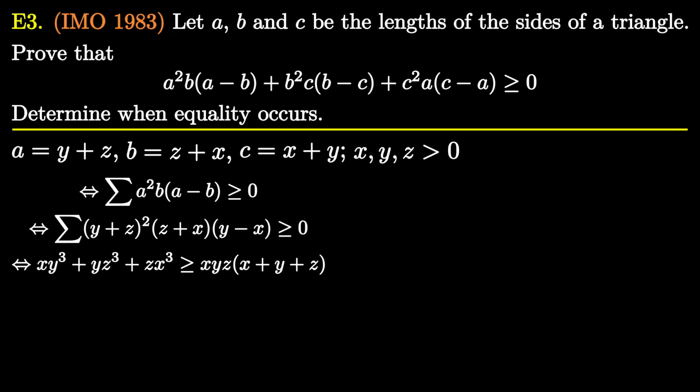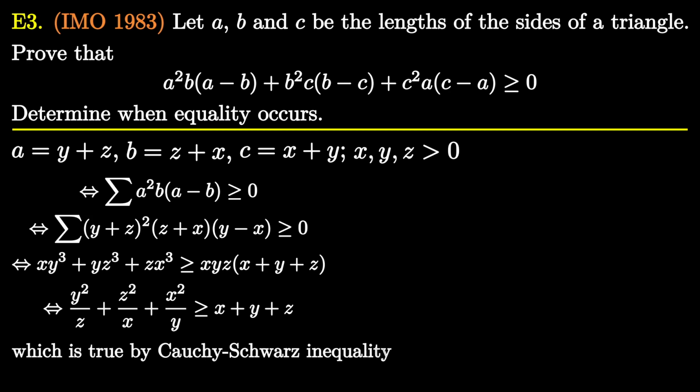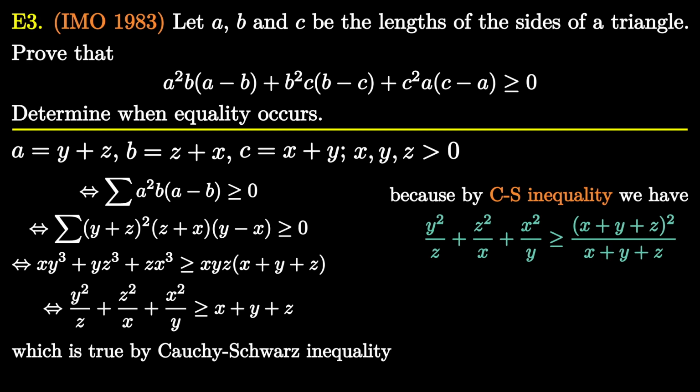If we divide both sides by xyz, we get y²/z + z²/x + x²/y is greater than or equal to x + y + z. And fortunately, this is not a foreign inequality for us. We have seen this before. This is nothing but one and only one, the Cauchy-Schwarz inequality. More precisely, this version of Cauchy-Schwarz inequality is known as Titu's lemma.